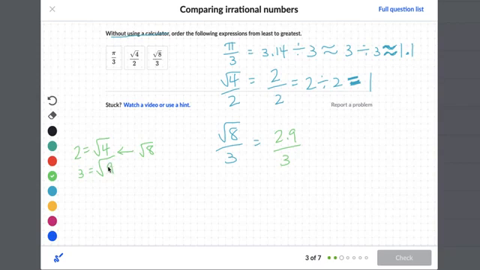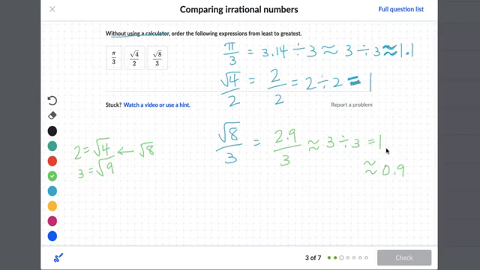Again, square root of 8 is almost at square root of 9. And square root of 9 is exactly equal to 3. So if we have a number almost at square root of 9, then it's going to be a little bit less than 3, which is 2.9 or 2 and 9 tenths. And we're going to take that and divide by 3. Normally, 3 divided by 3 would be equal to 1. Right? But this is a number smaller than 3 divided by 3. So it's going to be a number a little bit less than 1, okay? Because it's not quite at 3 yet.